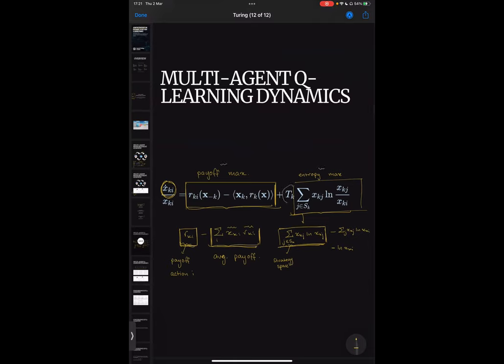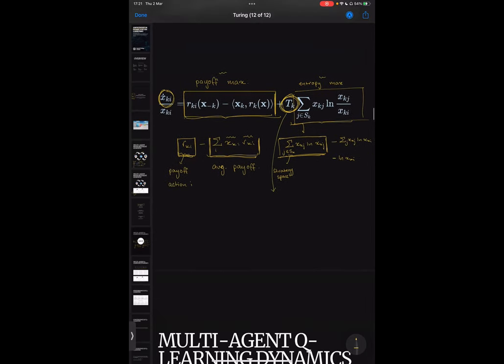And all of that is going to be controlled by this temperature parameter. So if my temperature is zero, then I'm only maximizing payoff. And if my temperature is tending to infinity, then I'm maximizing entropy, i.e. I'm playing my actions completely randomly. Okay, does that make sense? Are there any questions on the dynamic? No, okay.